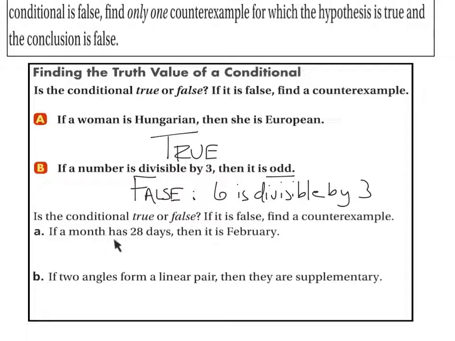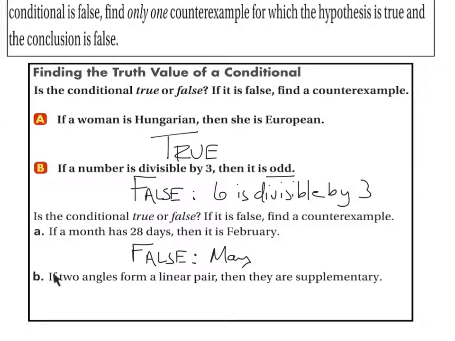Okay, if a month has 28 days, then it is February. Wait, if a month has 28 days, which months have 28 days? That's the kind of question you're asking yourself here. Well, if you look at the months, every single month has 28 days, not just February. So therefore this one is false because it could be 28 days and it could be May, or it could be June or July, or it could be January. It could be any month you want to pick. Every month has 28 days.